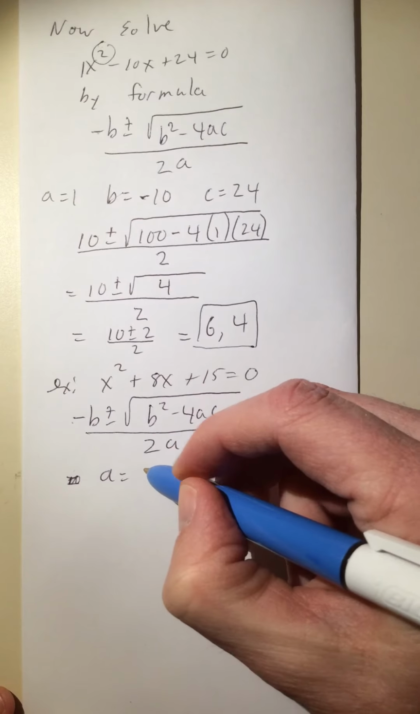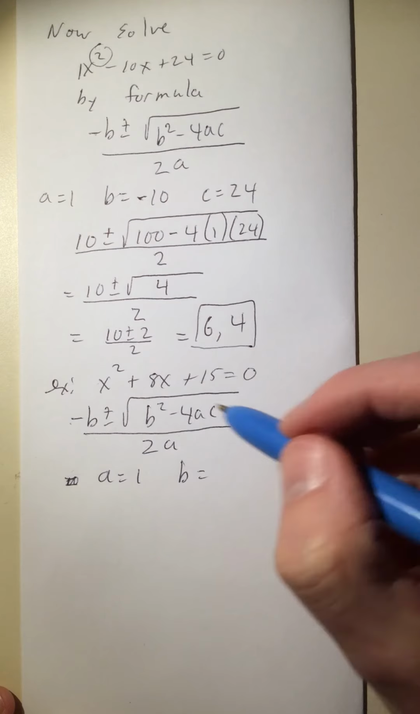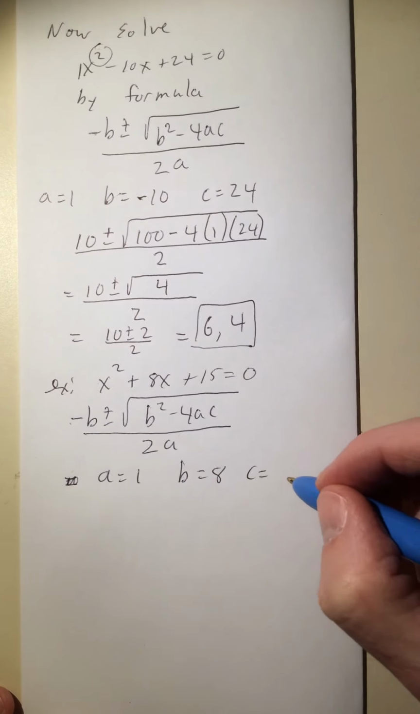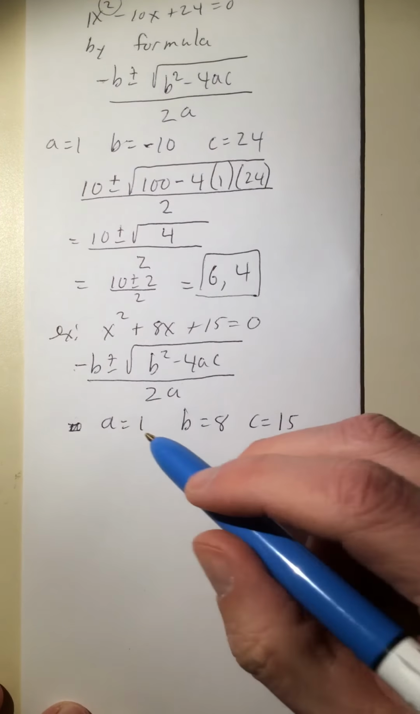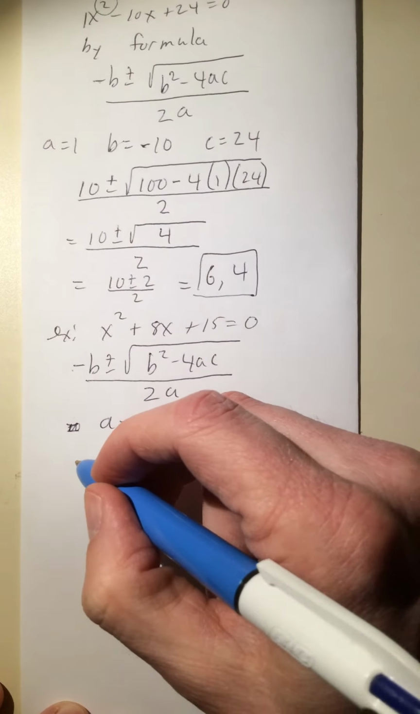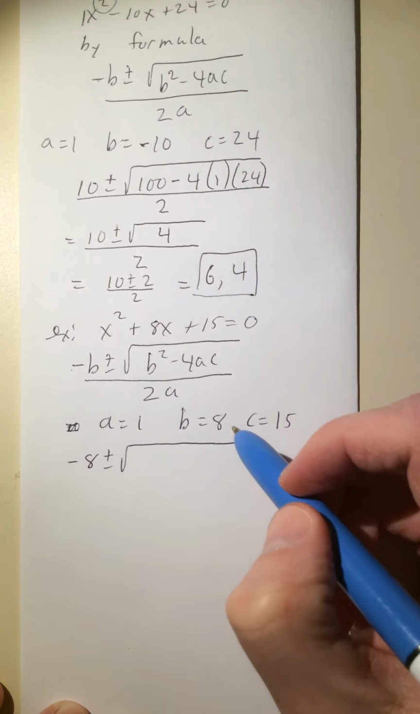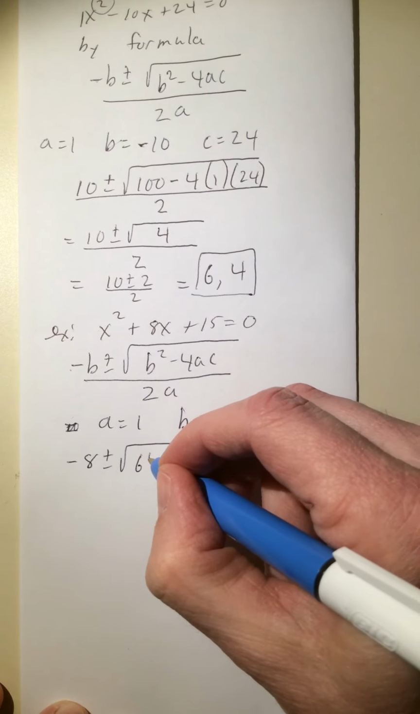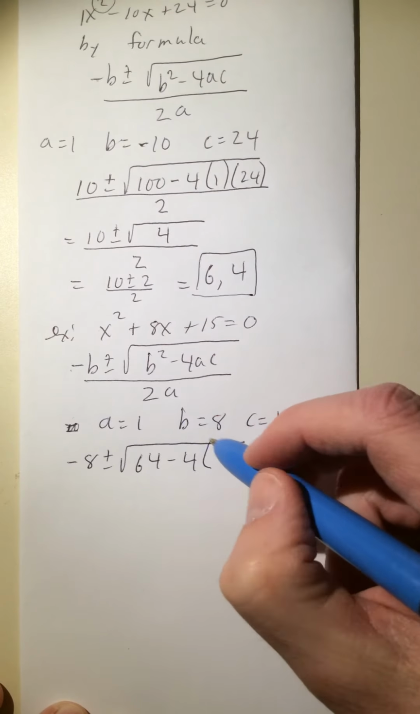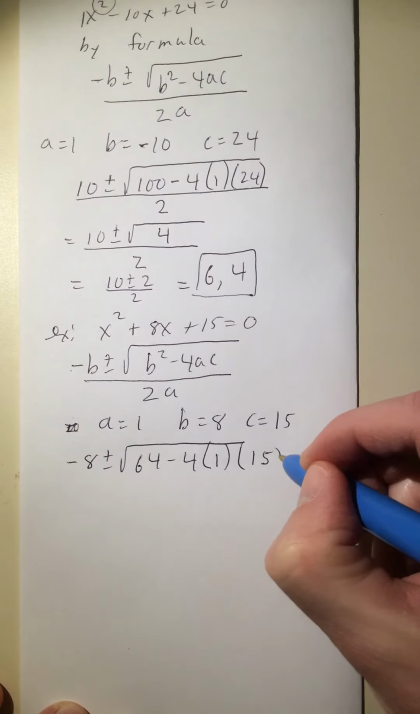So we want to say that a equals 1. That's the number in front of x squared. B equals 8. That's the number over there in front of x. And c equals 15. That's the number there all by itself. So we're just going to plug these numbers into that formula. So it says negative b, and b is 8. So we're going to go to negative 8 plus or minus the square root of. Then it says b squared. Well, b is 8, so 8 squared, of course, is 64, minus 4, times a is 1, so we put 1 in here. And it says c is 15, so we put 15 in here.